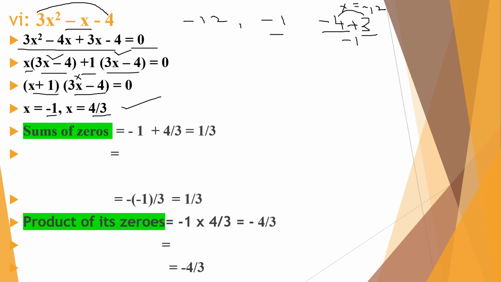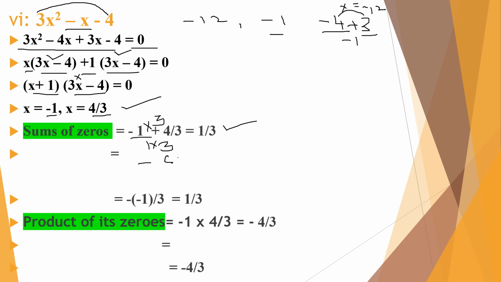What will be the values we are getting? 0, minus 1 plus 4 by 3, which is equal to... The denominator is 1, so multiplied by 3. So minus 3 plus 4, which is equal to 1 by 3. So what is the formula for sum of zeros?